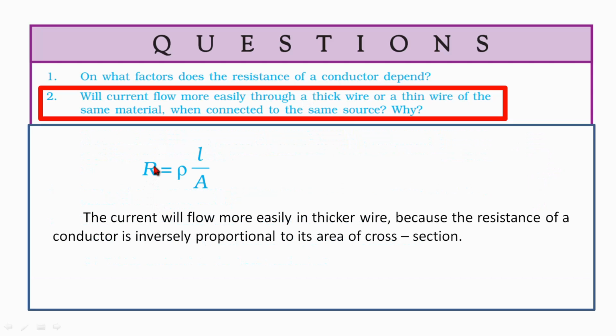And to explain this, we can give the equation also. R is equal to rho L over A, where A is the cross section area. Resistance is inversely proportional to the cross section area of the conductor. So we can say the thicker the wire, the lesser the resistance.